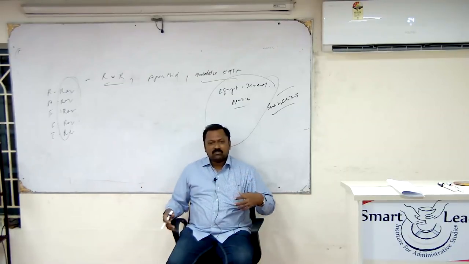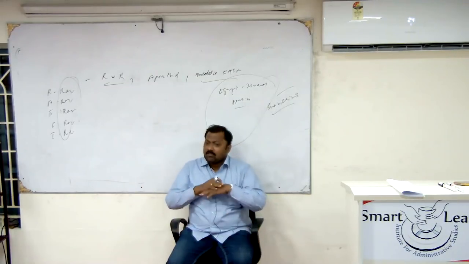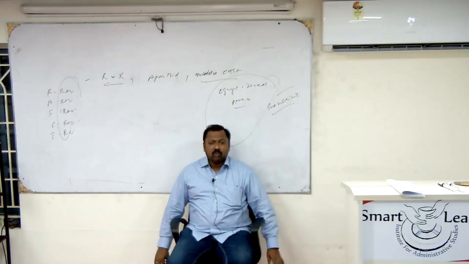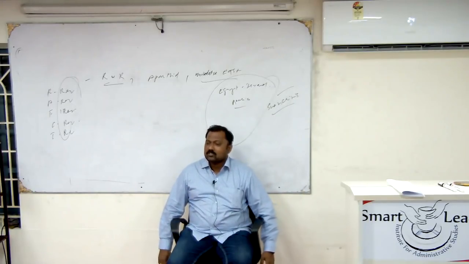The French Revolution happened because people felt very angry. They couldn't tolerate the misrule of the rulers. They wanted to oppose, they wanted to revolt.